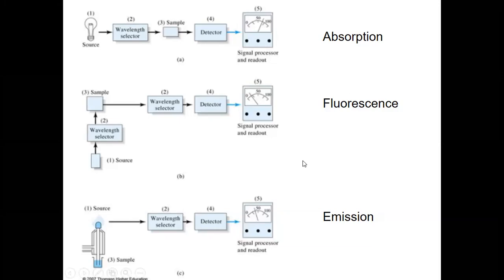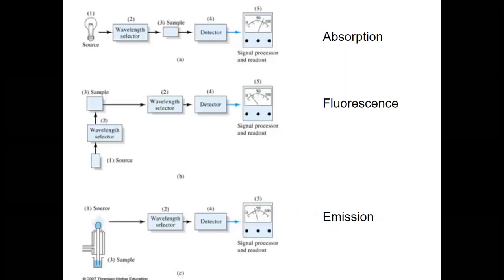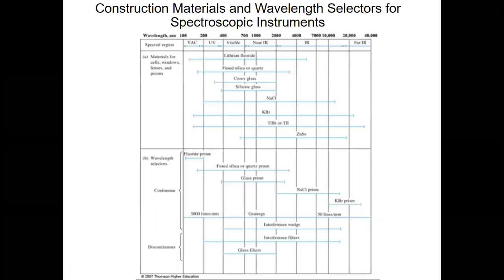Okay, so this is the block diagram, and then let's talk in detail about each and every component. What are the sources and what are the requirements of sources, wavelength selector, all these things, let's discuss in detail.